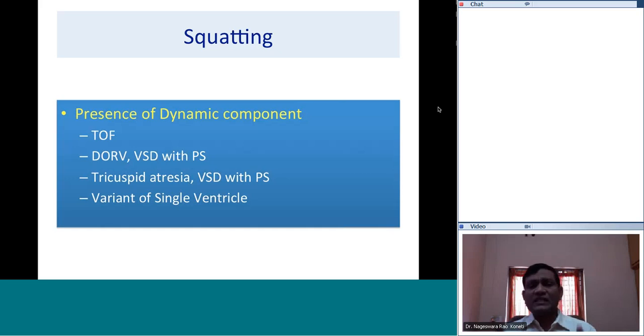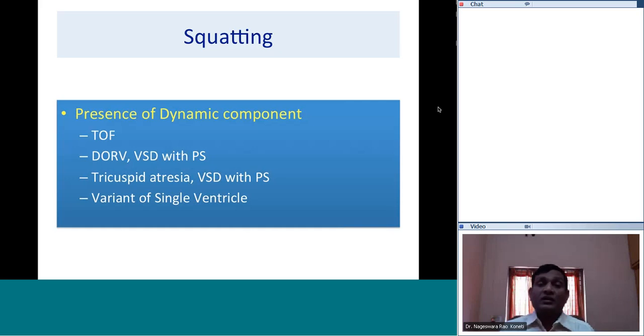Similarly, tricuspid atresia with VSD PS, the obstruction may be from the VSD, right ventricular outflow tract and pulmonary stenosis. Similarly, a variant of single ventricle. What is the variant? You guys know what are the variants of single ventricle. So here I am talking about a single ventricle with normally related great vessels, called Holmes heart.